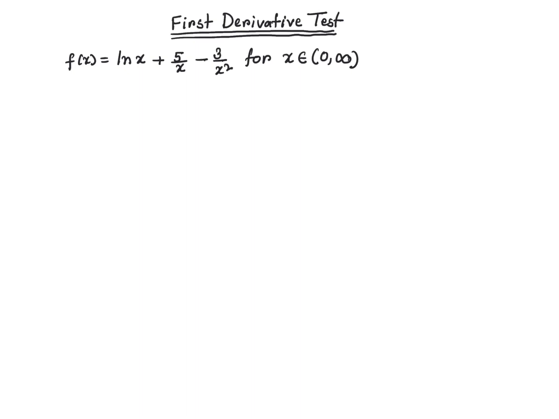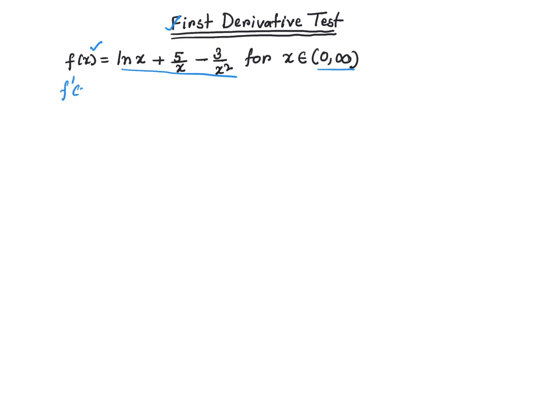In this video, I'm going to use the first derivative test to find the extreme values for this function f of x is equal to ln of x plus 5 over x minus 3 over x squared, for x between 0 and infinity. Now, let's go ahead and find the derivative of this function first.